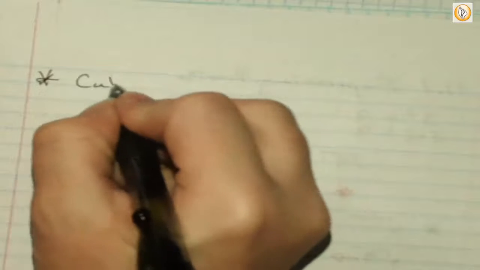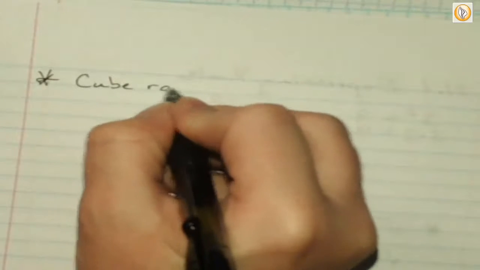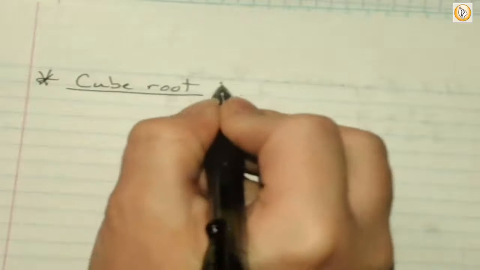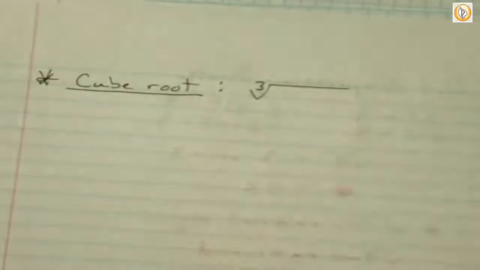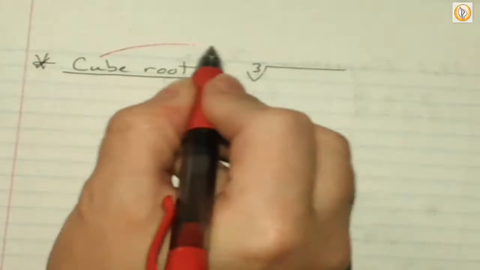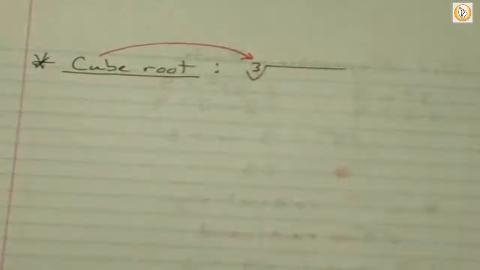Okay, I'm going to take it to another level. Cube root. That's if you have a 3 in the check thingy, the radical. I don't know why my radical is so long, but if it's cubed, that means there's a 3 as the root.